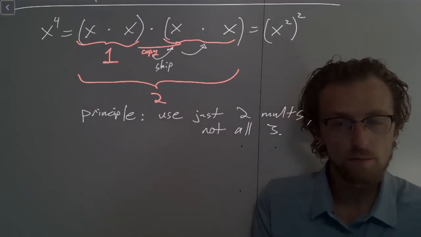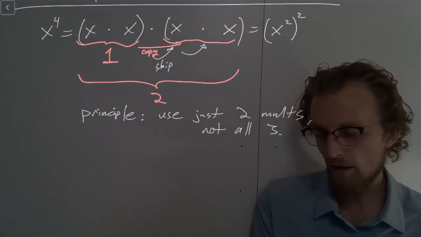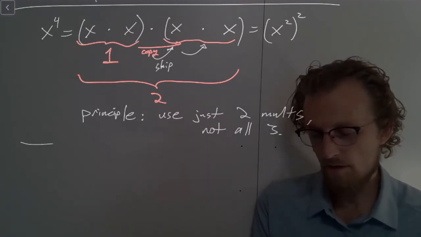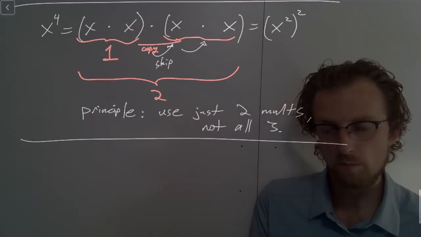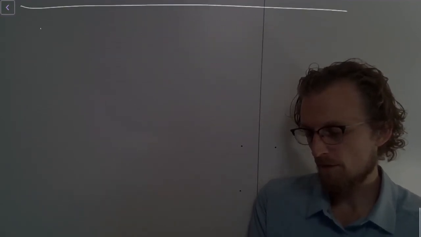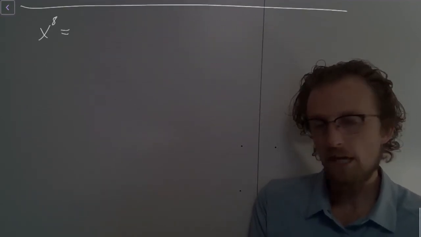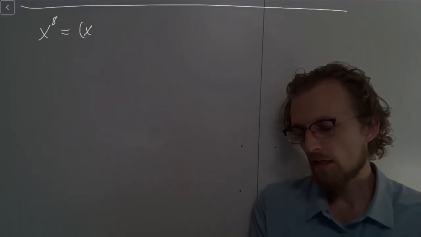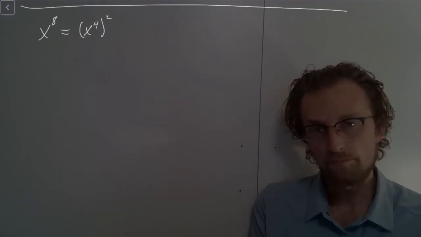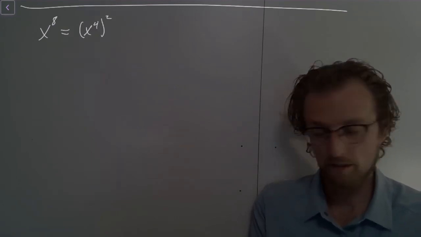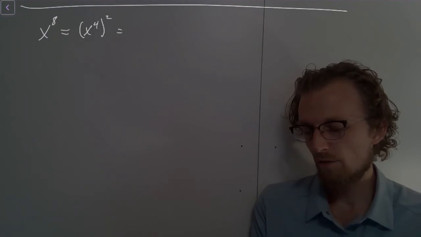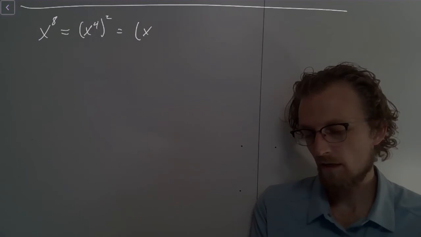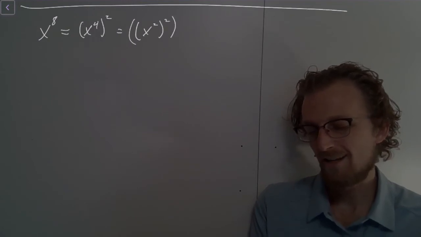Okay, so let's chase this a little bit further. Let's take a look at x to the eighth, right? So I'll think in terms of powers of two for now, and then we'll see if we can generalize in a moment. But let's think about x to the eighth. So what is x to the eighth? Well, I can write x to the eighth in the following way. I could write it as x to the fourth squared. I already know something about x to the fourth, right? I can write x to the fourth as x squared squared. So that's x squared squared squared.